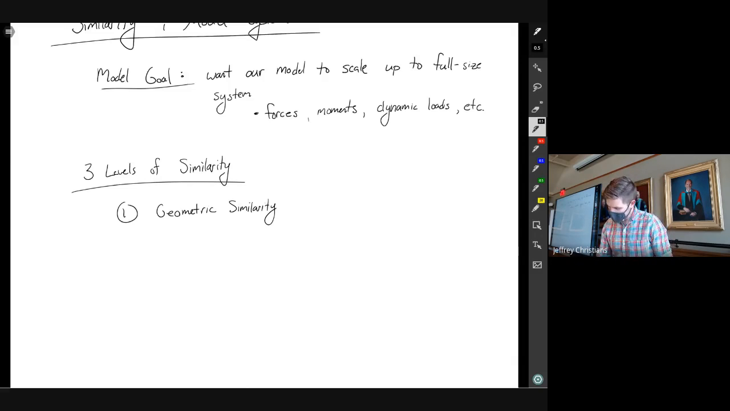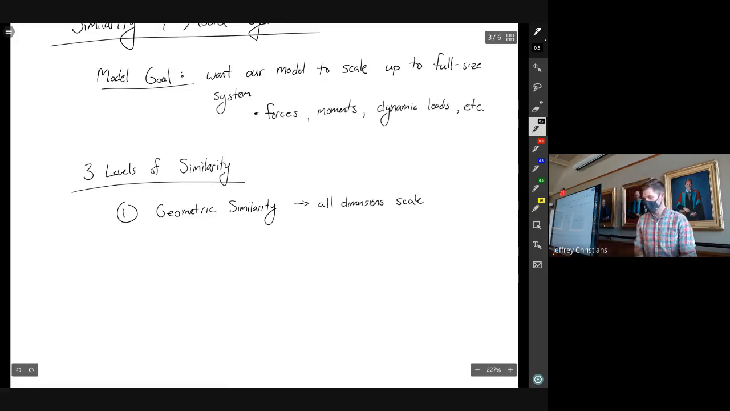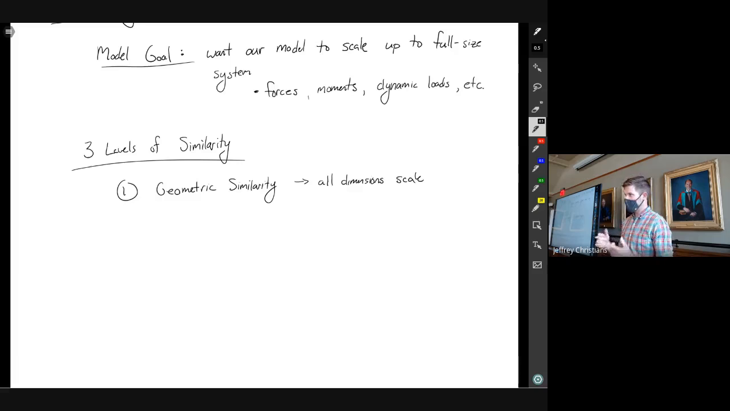Right, so for geometric similarity, we need all dimensions to scale. So if you're making, say, a 1 to 10 scale model, a 1/10 scale model, all the dimensions need to scale the same. Your model system needs to look like the real system does. Right? You can't get really any useful information if your model doesn't look like the real thing.